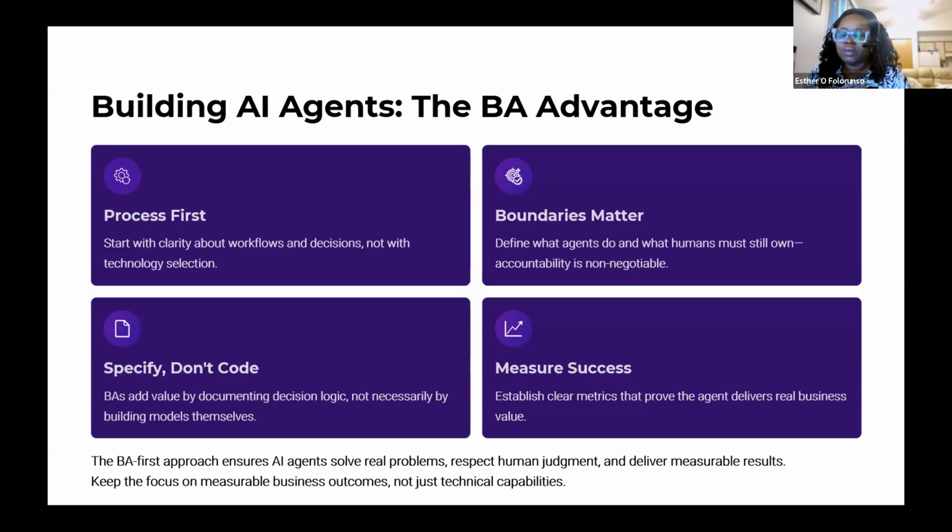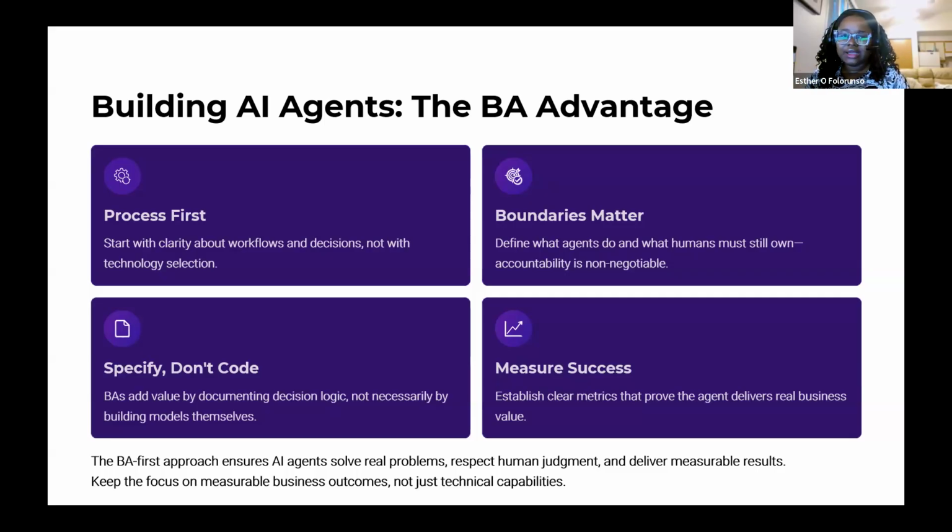Then establish your metrics. This is what I want the agent to do. What are my KPIs? Is it going to reduce my errors maybe by 20%? Establish and measure your success. So the BA-first approach ensures that the AI agent solves real problems. And quite frankly, it respects human judgment and delivers measurable results.